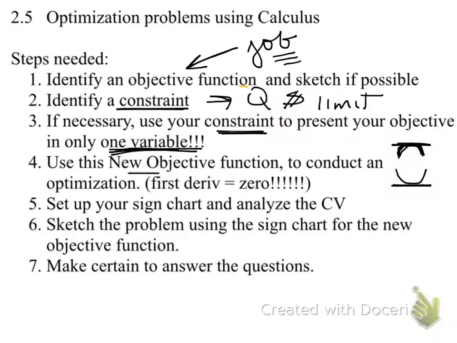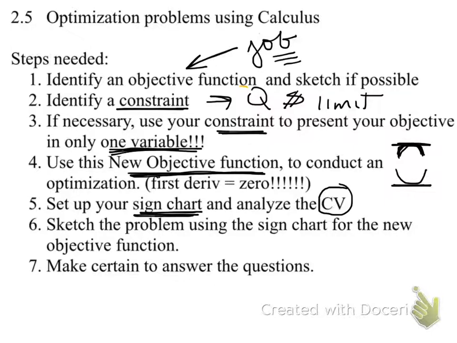So you're going to use your new objective function, which is the one you got from using your constraint to eliminate one of the variables, and you're going to take the first derivative and set it equal to 0. So you're just going to get your critical value, which we've done over and over again. You're going to use a sign chart, if you like, or some other analysis to figure out, have you really found the min or the max?